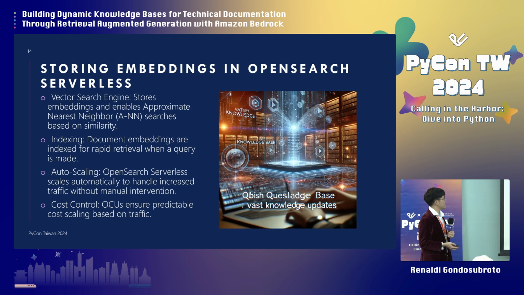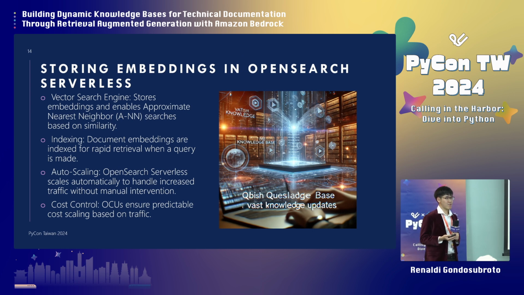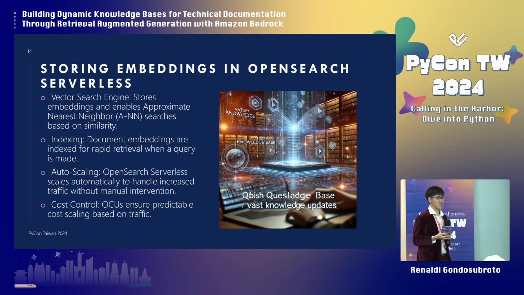From there, we can look into storing the embeddings within OpenSearch Serverless, where we can store embeddings within the vector search engine, based on different approaches, for instance approximate nearest neighbor searches based on similarity. Within indexing, document embeddings are indexed for rapid retrieval whenever a query is made. Auto-scaling is another benefit of using OpenSearch Serverless, because we can scale up automatically to handle increased traffic should there be any.